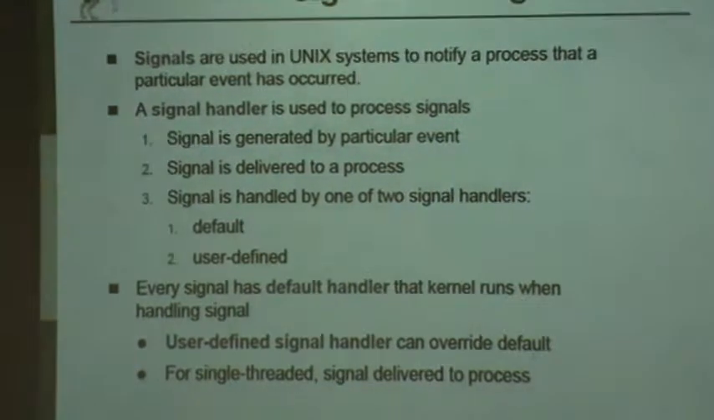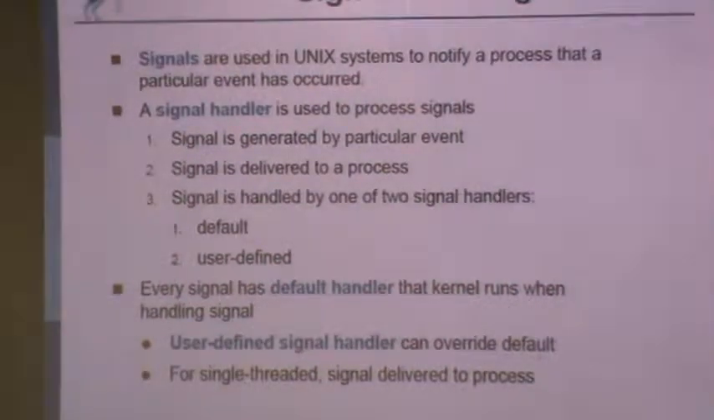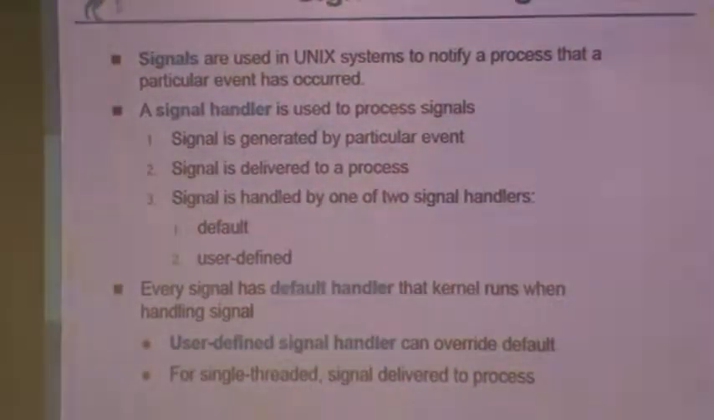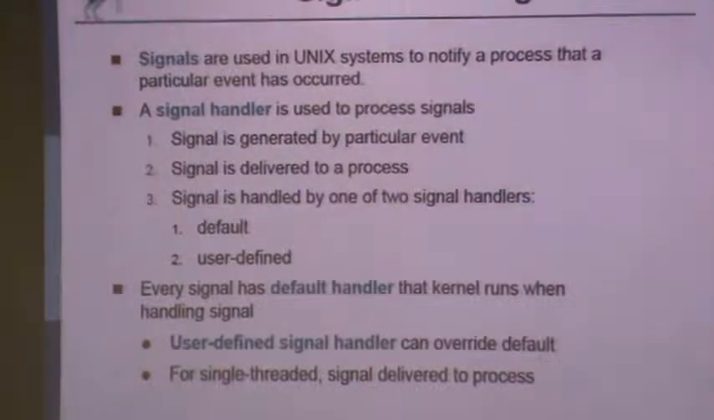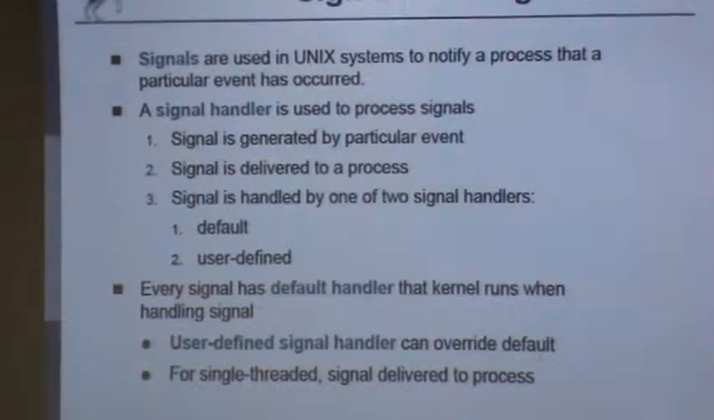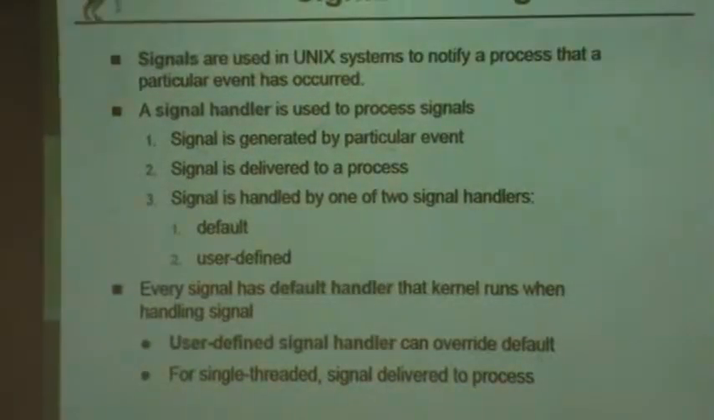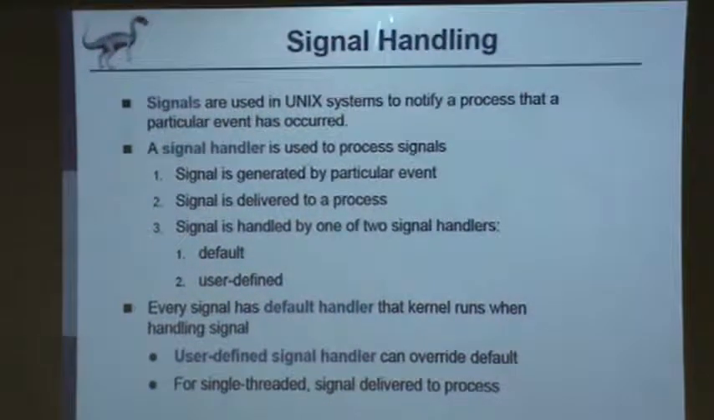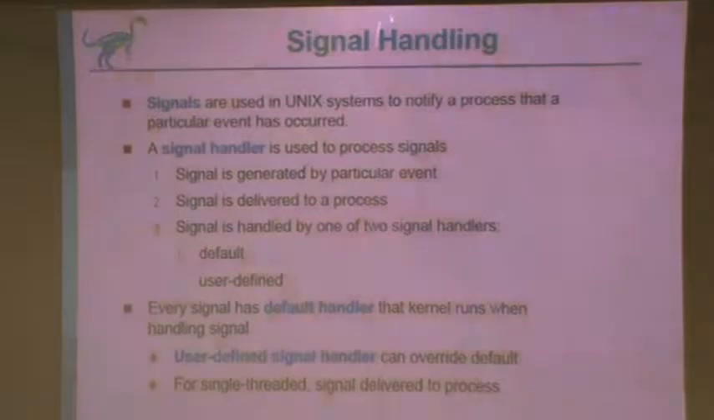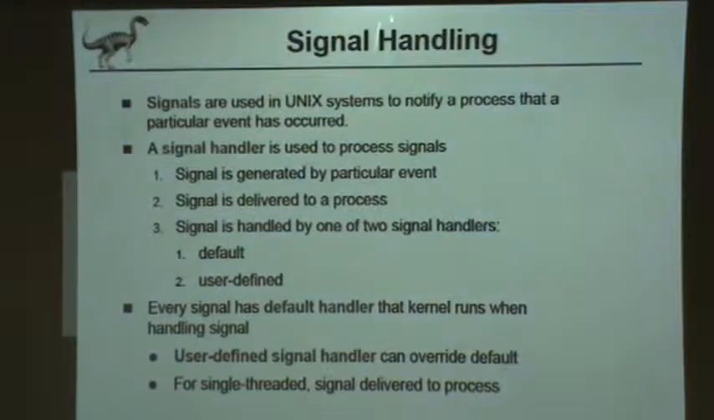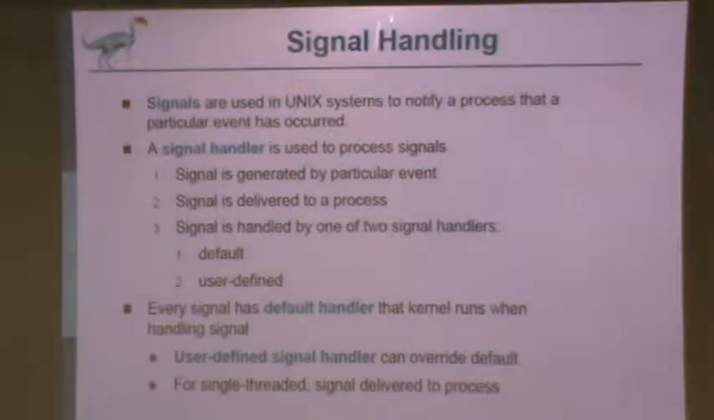So there are two signal handlers. By default, the signal will be delivered to the kernel thread or kernel process. So if I divide a number by 0, the kernel will terminate this thread or terminate this process. Also, users can define their own signal handler, so you can add your own function. You can override the default signal handler.